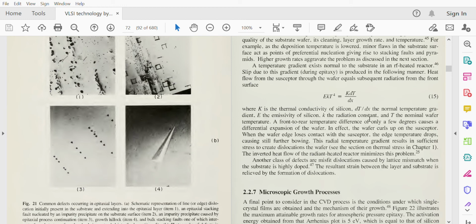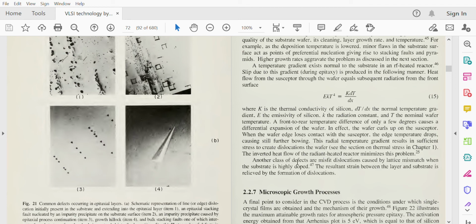A front to rear temperature difference of only a few degrees causes a differential expansion of the wafer. In fact, the wafer curls up on the susceptor. When the wafer edge loses contact with the susceptor, the edge temperature drops, causing still further bowing. This radial temperature gradient results in sufficient stress to create dislocation in the wafer. As explained in chapter 1, the inverted heat flow of the radiant heated reactor minimizes the problem. So another class of defects is misfit dislocation caused by the lattice mismatch.